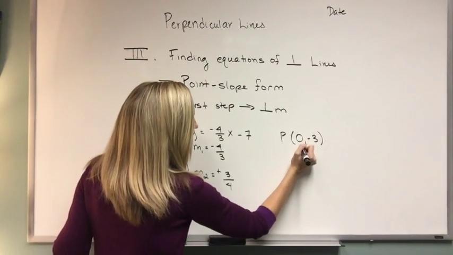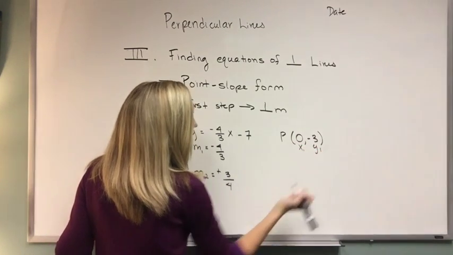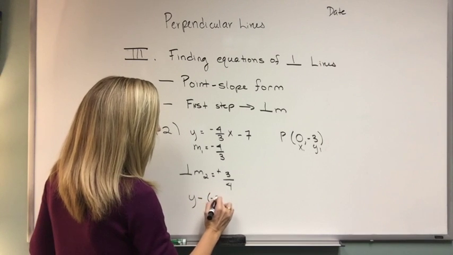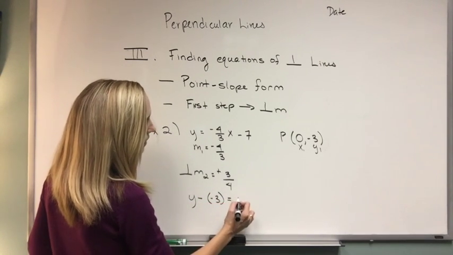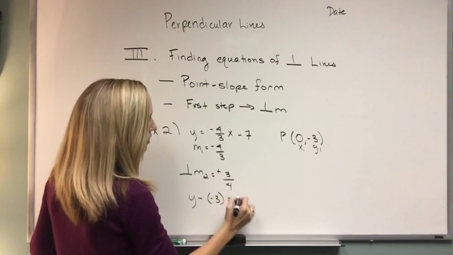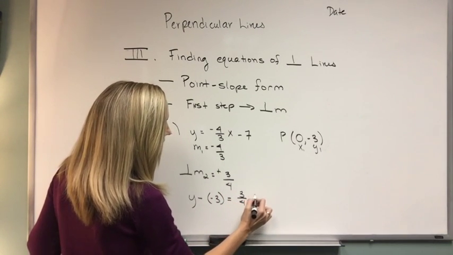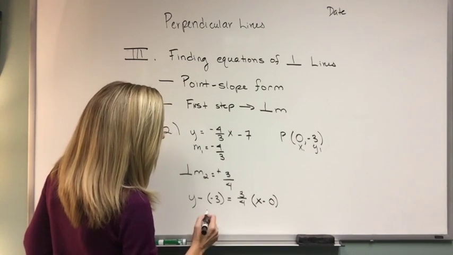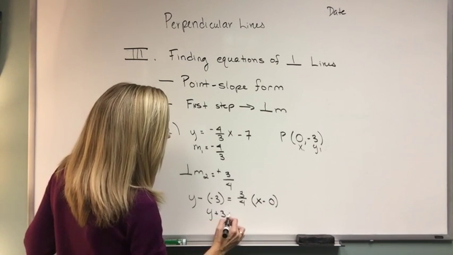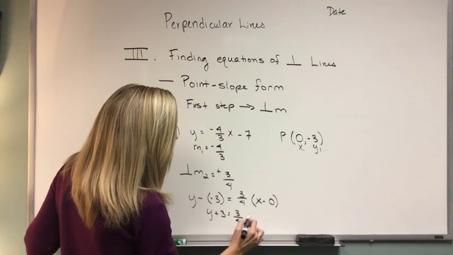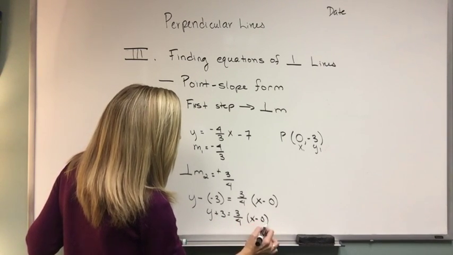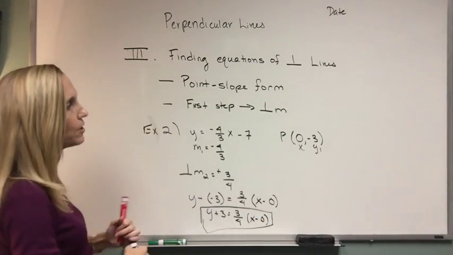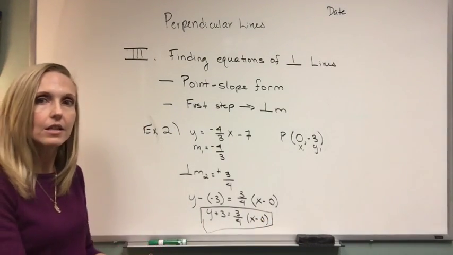And now let's plug it into point slope, where this is x1 and y1. So I get y minus a negative 3, so I'm going to have to come back and simplify that. My perpendicular slope is 3 over 4, and I have x minus 0. So my final equation is y plus 3 equals 3 over 4 times x minus 0. So now you found the equation of a line that is perpendicular to another line that contains a given point.